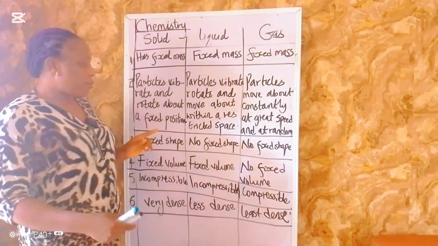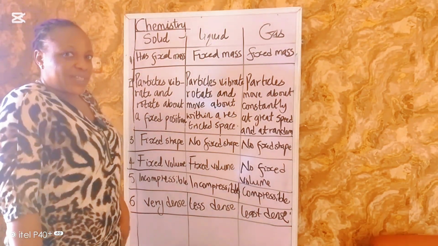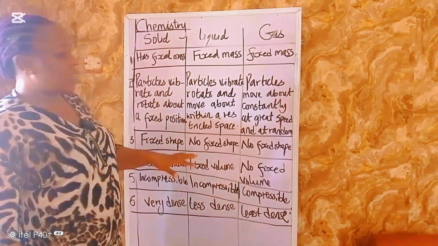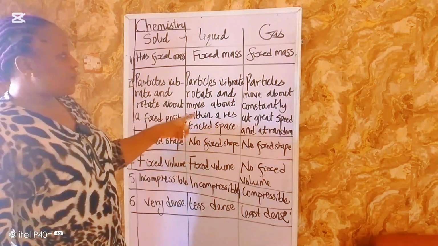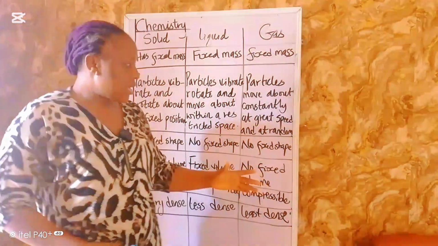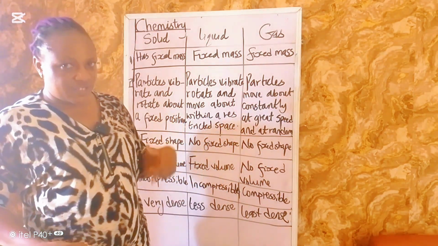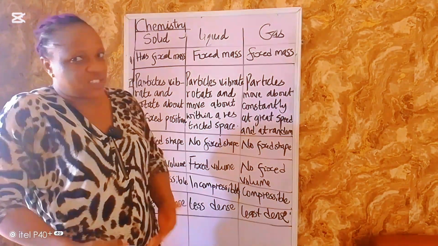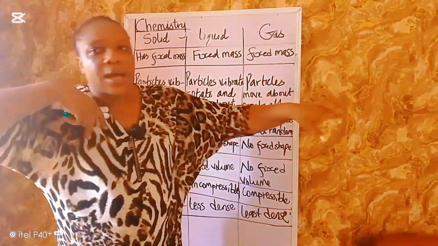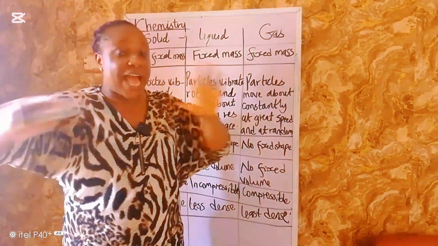In a solid, particles vibrate and rotate in a fixed point, in a fixed place. Okay? In a liquid, particles vibrate, rotate, and move about within a restricted space. Though it's restricted, they can move. Have you seen it? But in a gas, particles are in random motion, moving about, filling any space they can find.